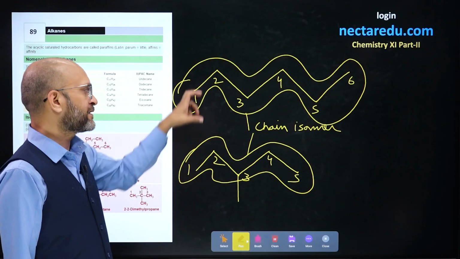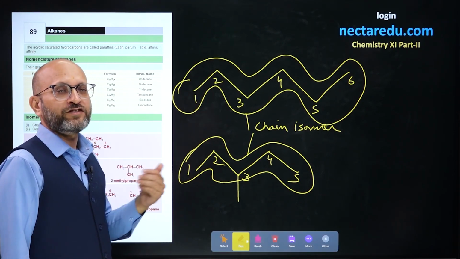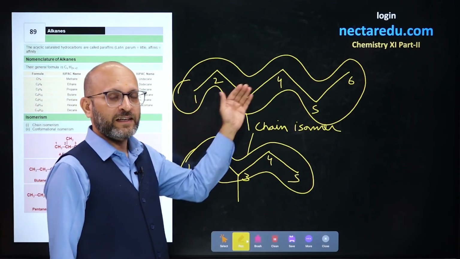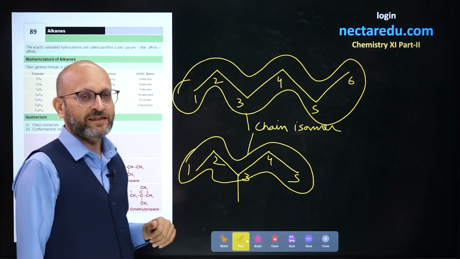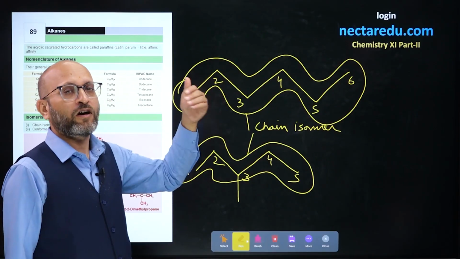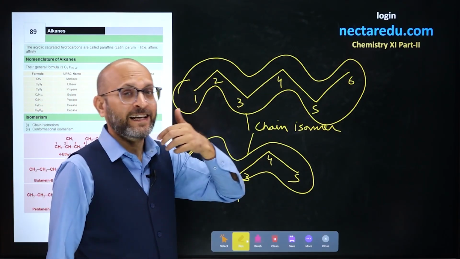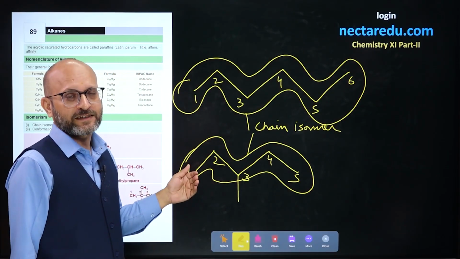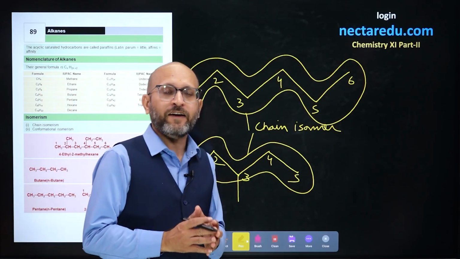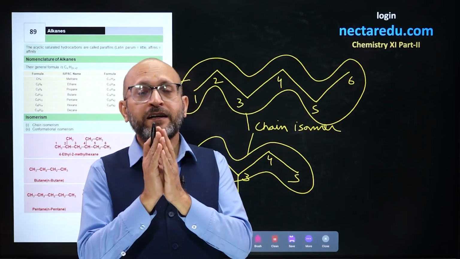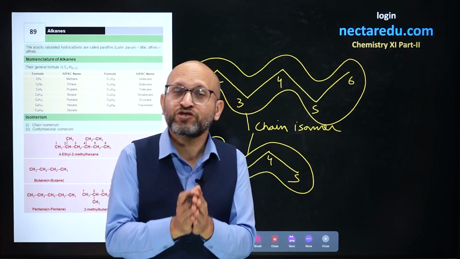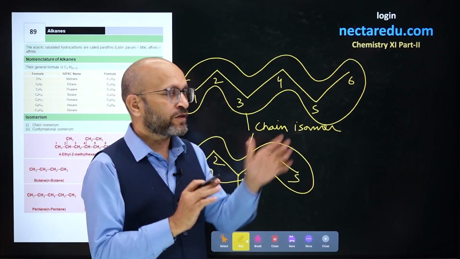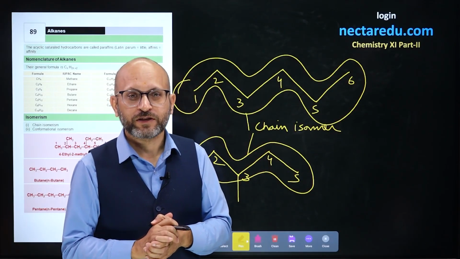So the main chain has 6 carbons and 5 carbons. The main chain is different, but the total number of carbons here is 6, here as well 6. The formula for hexane is C6H14. The formula for this compound is also C6H14. So the compounds which have the same formula but different main carbon chain are called chain isomers. Alright. So both of these are chain isomers.